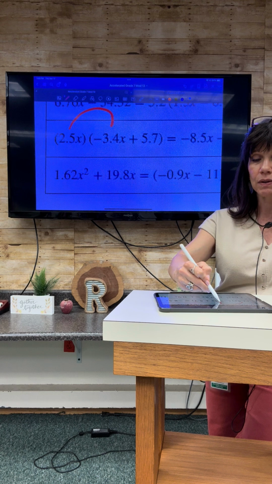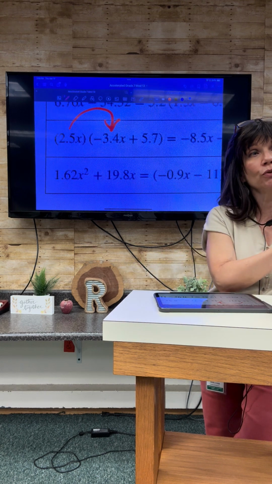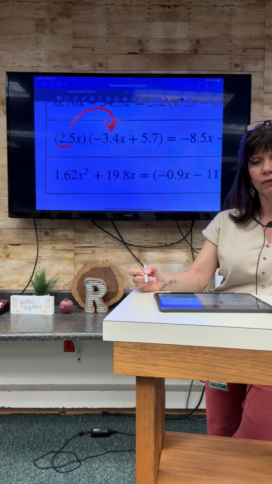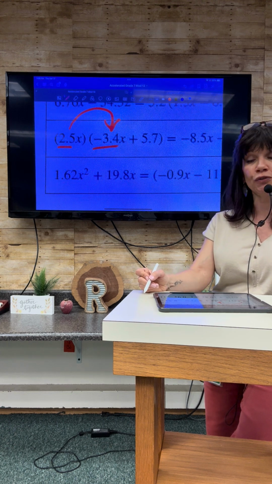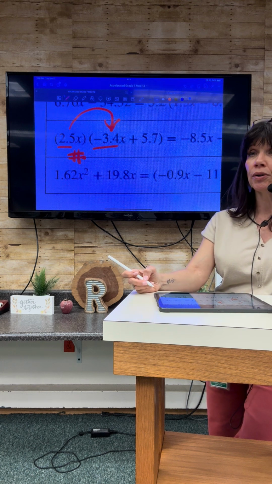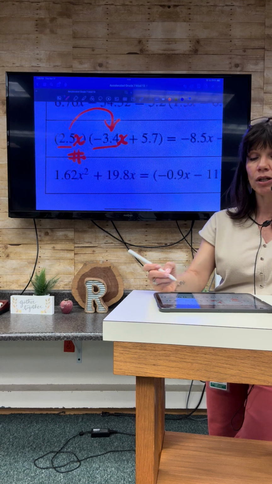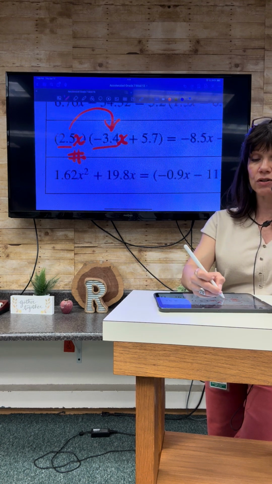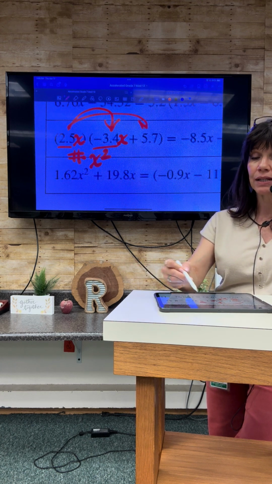2.5x times negative 3.4x. So I am going to let you do this math part on your own. In your calculator, type 2.5 times negative 3.4. Please do not say the answer for the lazy people. Write the answer down on your paper. And then multiply x times x, which means I will write what beside that number I just wrote? X squared. Excellent.